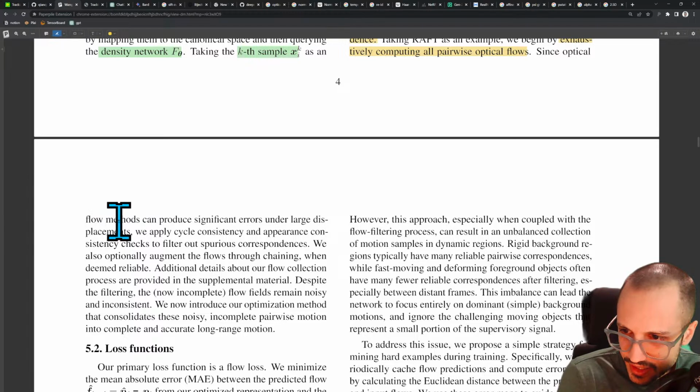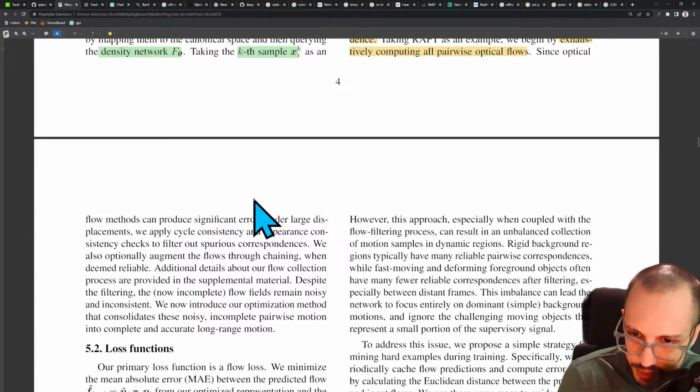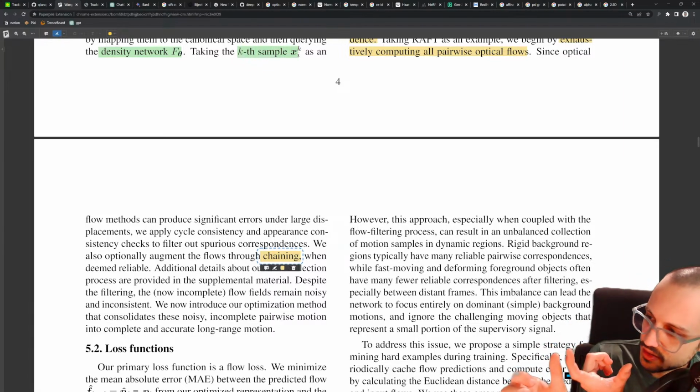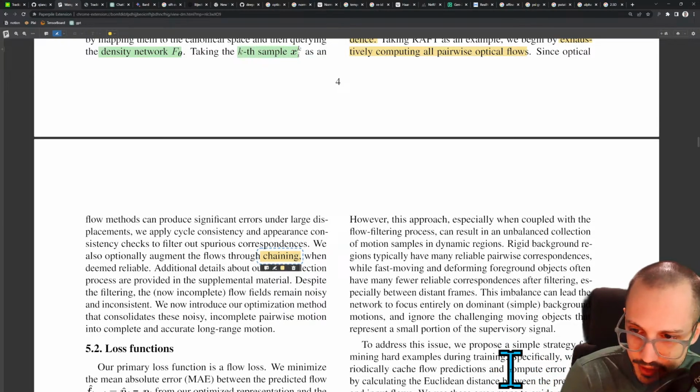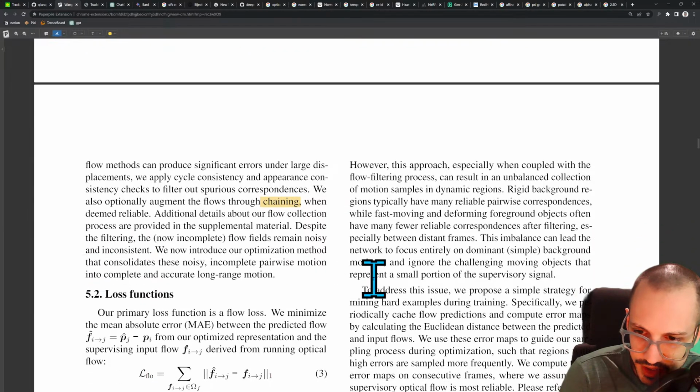can produce significant errors under large displacements. We apply cycle consistency and appearance consistency to filter out spurious correspondences. We also optionally augment the flows through chaining when deemed reliable. I don't know what chaining is. I'm guessing if they have pairwise correspondences between frames like 1 and 10 and then 10 and 20, maybe they chain those together. Maybe that's what they're talking about. Additional details about our flow collection process are provided in the supplementary material. Despite the filtering, the now incomplete flow fields remain noisy and inconsistent. We now introduce our optimization method that consolidates these noisy, incomplete pairwise motions into complete and accurate long-range motion.